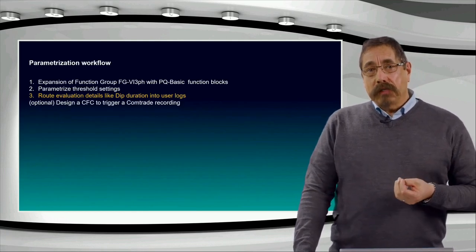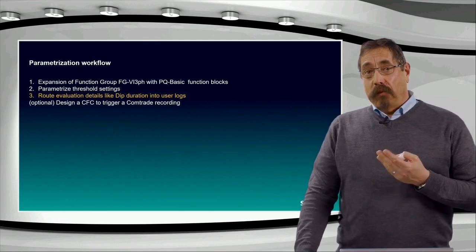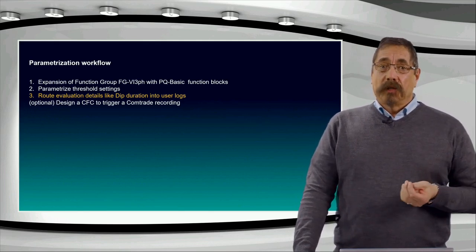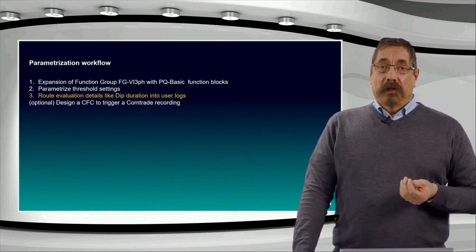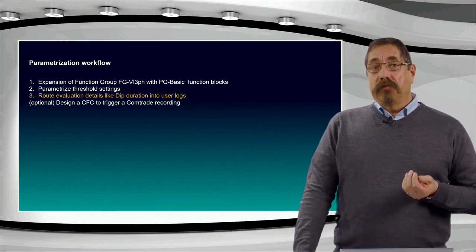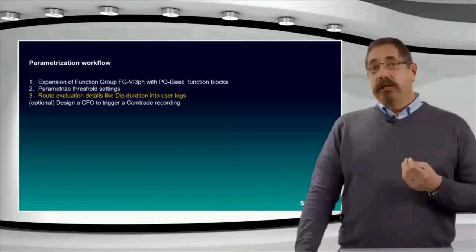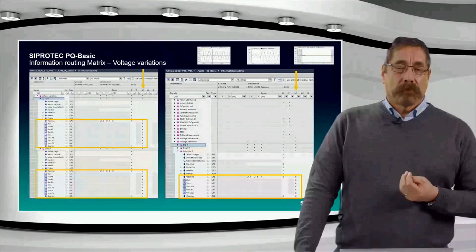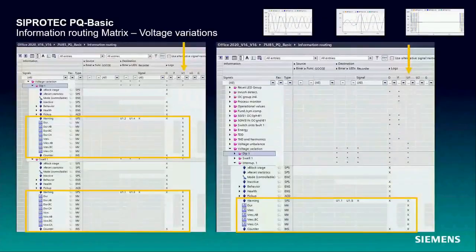We learned now that as soon as a threshold is exceeded, a warning will be notified, and a lot of evaluation results are reported by these functions. Let us together take a look into the information routing of DIGSI 5 to see how the evaluation results can be routed into the user logs. On the top, we can see the column of the user log. I've already added or routed a lot of information related to a voltage dip.